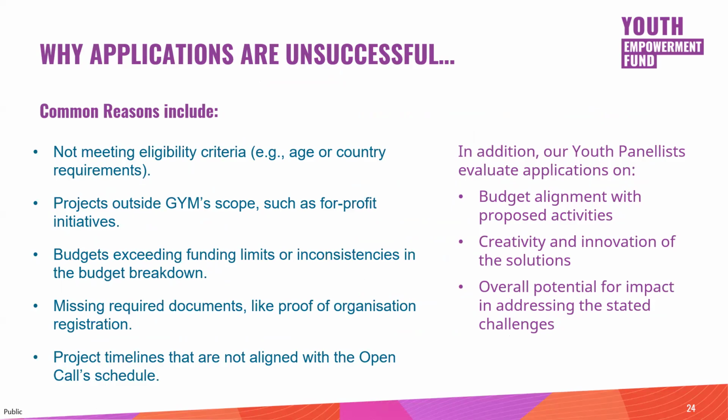Okay. So we also wanted to share with you some insights as to why applications were unsuccessful from our Cycle 1 application process. So some common reasons include not meeting the eligibility criteria. So either the applicant was not between the age of 14 to 30 years old or not from an eligible country, right? So make sure that you check the eligible country list before applying.